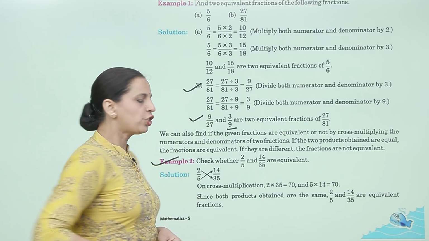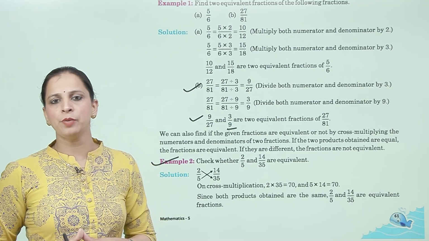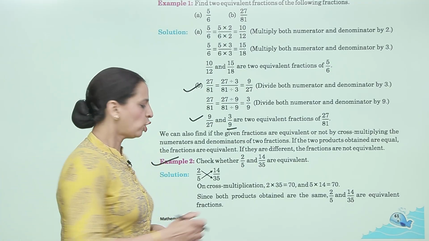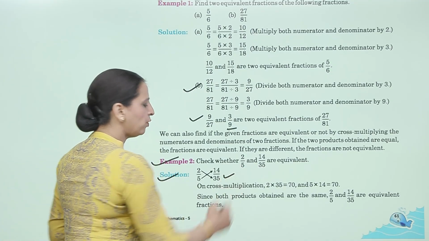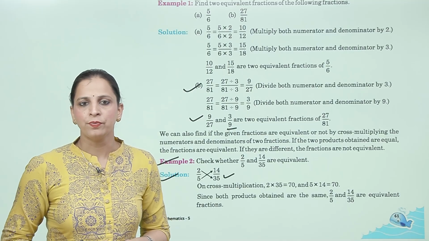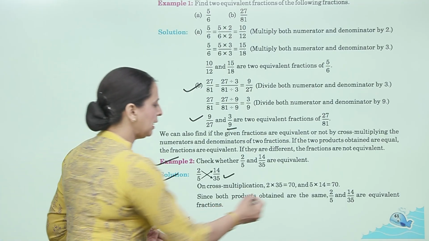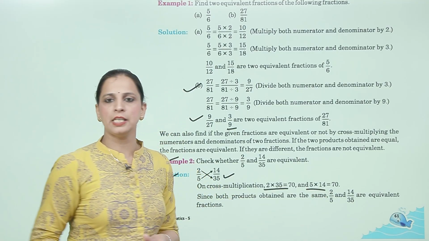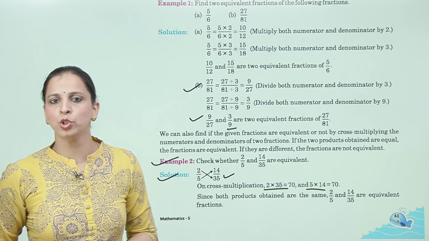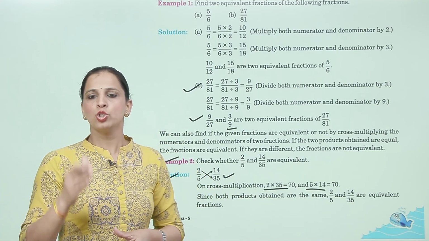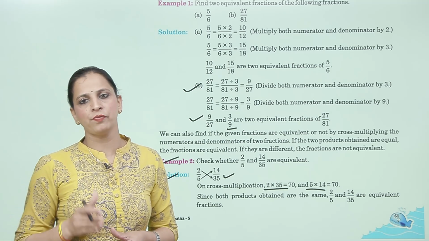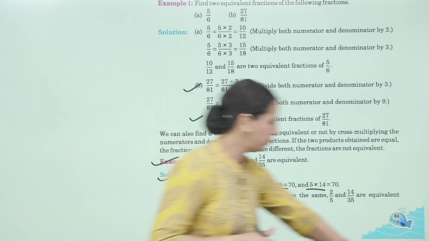Example 2. Check whether 2 by 5 and 14 by 35 are equivalent. Solution. 2 by 5 and 14 by 35. On cross multiplication, 2 multiplied by 35 is 70 and 5 multiplied by 14 is also equal to 70. Since both products obtained are the same, 2 by 5 and 14 by 35 are equivalent fractions.